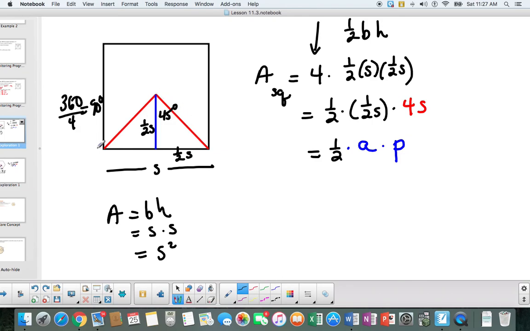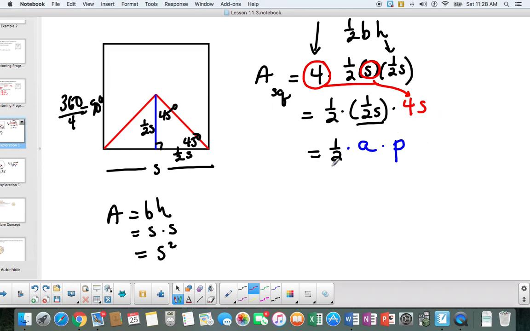Now this is an isosceles triangle, so I know this part will be 1/2 the side, and because this is a 45, 45, 90 triangle, I know this is also 1/2 S. So this part right here is the height, 1/2 S. Now I'm going to rearrange things. I'm going to bring the 1/2 to the front here, and I'm going to leave this 1/2 S alone, and I'm going to take the 4 and this S and put them together over here. The reason I'm doing this is because I want you to see what I have now.